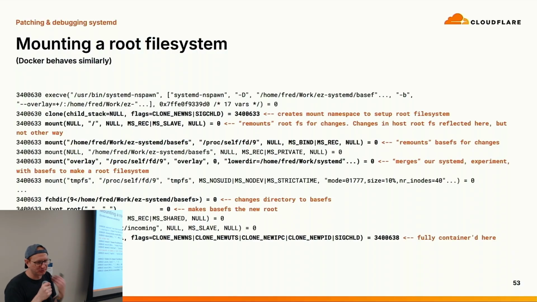This is the really complicated part of what Docker gives to you with its file system layering. Basically, what happens is systemd-nspawn is going to first container itself. So it's going to create a new namespace with the clone new ns, and then it's going to use that to set up the root file system and do all the overlaying. So it's going to remount your current root into a new one within this container.